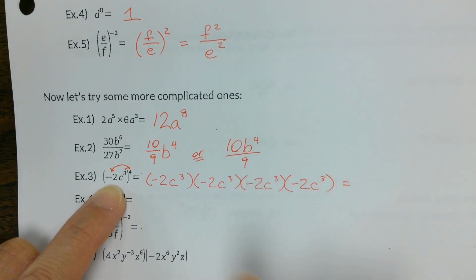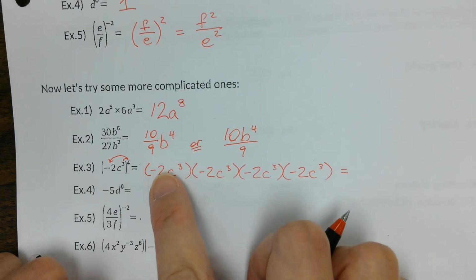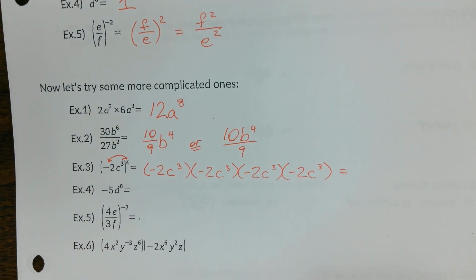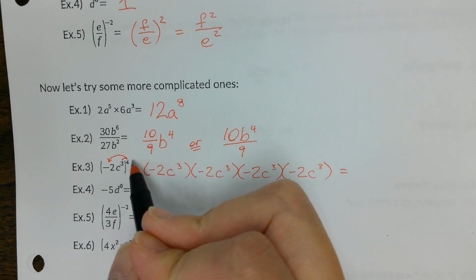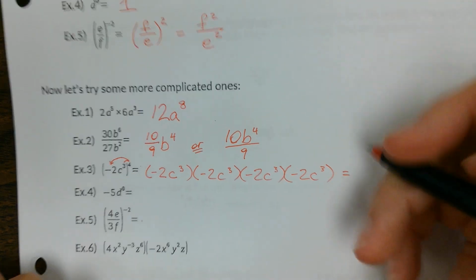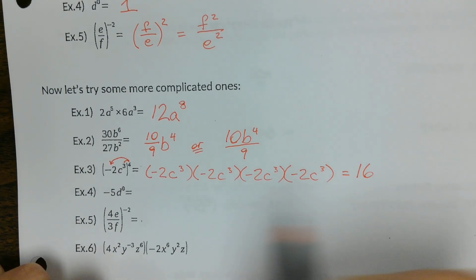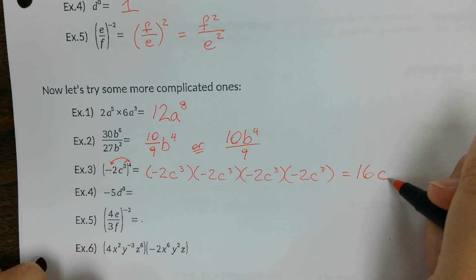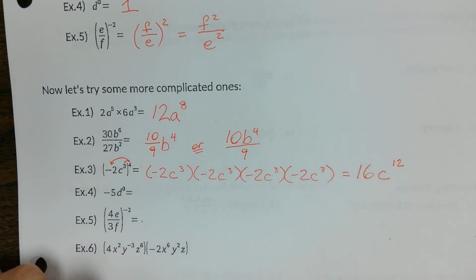When I read it out like this, you can see it's -2 times -2 times -2 times -2, which gives you positive or negative? Positive, because it's an even number exponent. So positive 16. What do I do with the exponents? So c to the power of 12.